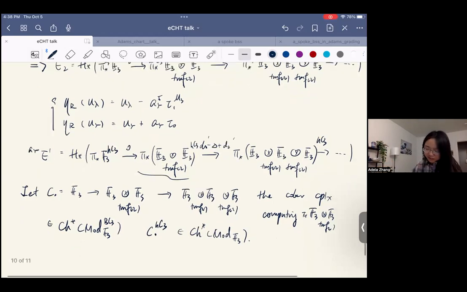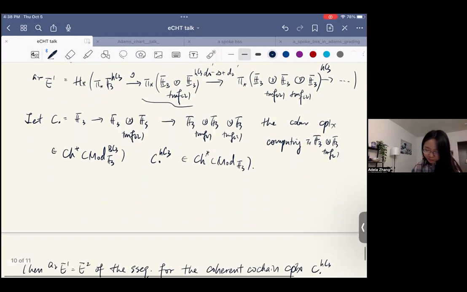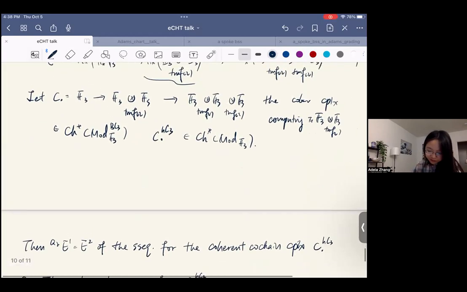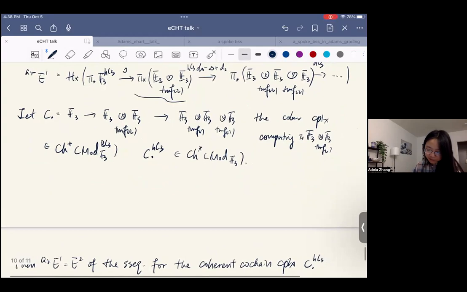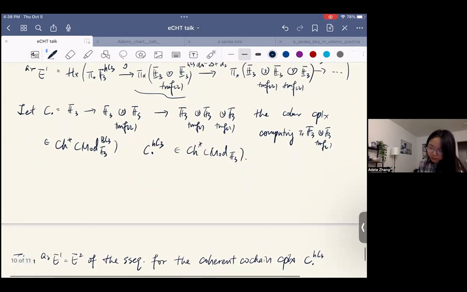And we can just observe that now in fact the E1 page of the A4 Bockstein sequence is actually the E2 page of the spectral sequence for this coherent cochain complex. So a coherent cochain complex is the same as a filtered object. With a filtered object, you have an associated spectral sequence. And because the A4 Bockstein E1 page is literally just taking homotopy groups of this level-wise thing, this is the same as the E2 page of the spectral sequence for this filtered object.